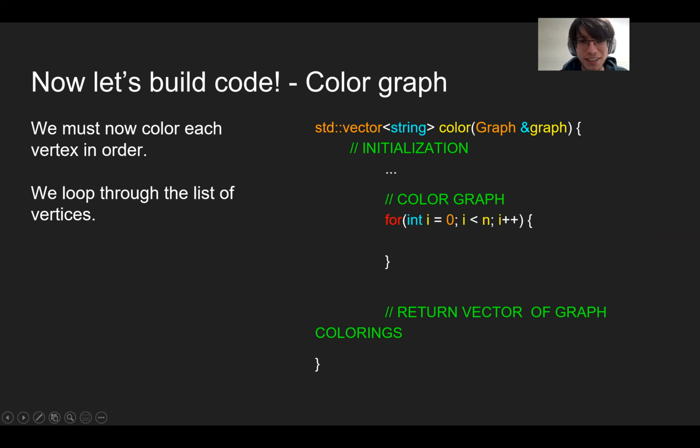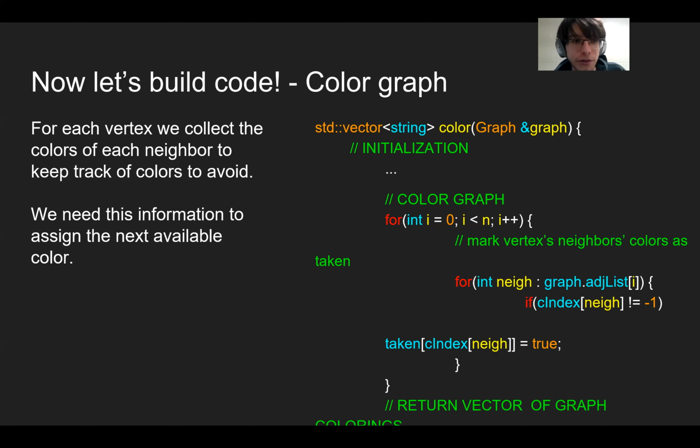Hopefully that's clear. So basically, we're going to color each vertex in order. We start with vertex 0, then go to vertex 1, vertex 2, and so on, because there's no harm in doing that. It doesn't really matter what order we go in. Well, okay, it totally does matter. It will affect our output, but beforehand we don't know which order is going to give us the best solution, so we can arbitrarily go through because, for all intents and purposes, it doesn't matter. So we go through the vertices from 0 to N. We loop through the list, and for every vertex, we're going to collect the colors of each neighbor.